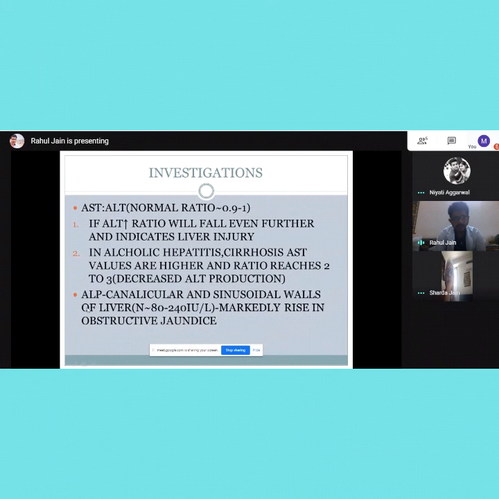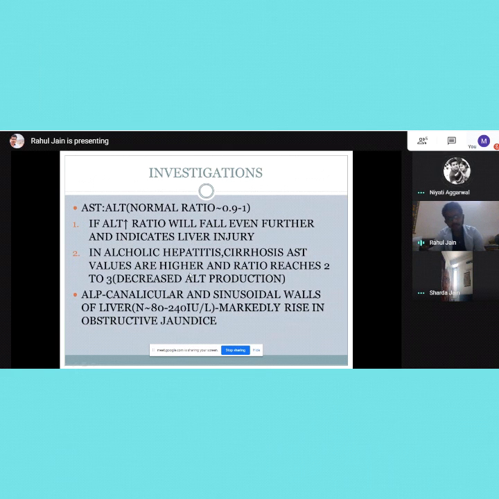Then the AST and ALT ratio, the normal ratio is 0.9 to 1.1. So if ALT rises further, the ratio will fall, which will indicate liver injury. But in case of alcoholic hepatitis and cirrhosis, it is the opposite. That is, the ratio is higher and reaches 2 to 3. The reason is there is decreased ALT production.